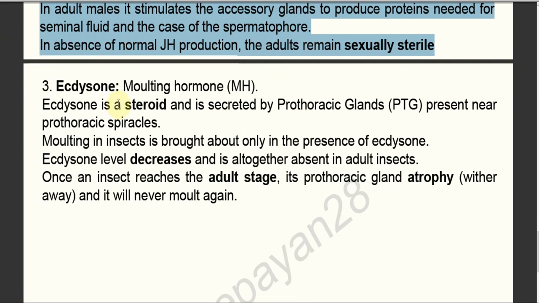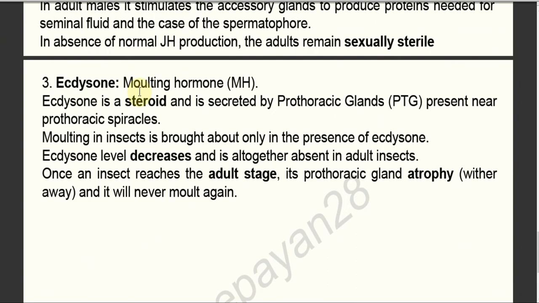Now coming to ecdysone, the last one. What is that? Molting hormone. The molting hormone, another name is ecdysone. It is a steroid. This may come in the exam. Not in the normal exam, in the entomology exam it comes. Molting hormone is a steroid, secreted by the prothoracic glands. We have discussed that. Present near the prothoracic spiracle, not important.